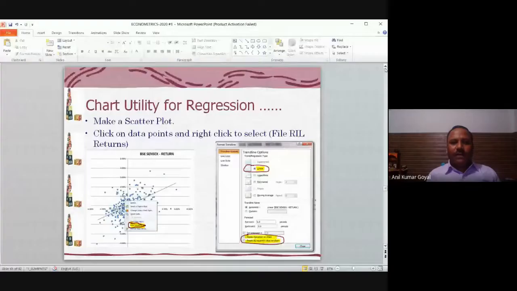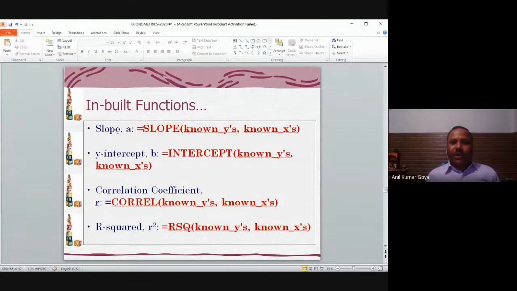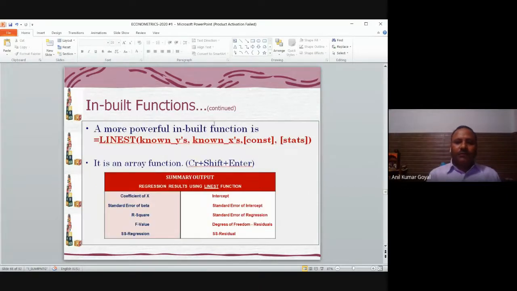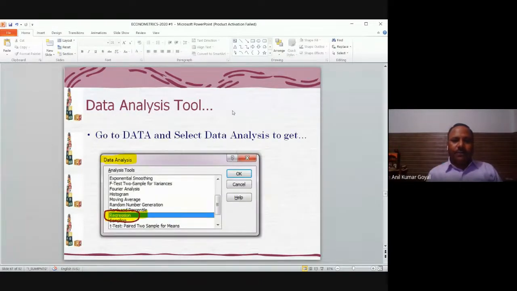So I have calculated this linear function. The slope function we can use to calculate the slope. Intercept we can also calculate separately. Correlation we also calculated. R square we can also calculate. But for all the values, I have one function that is known as the LINEST function. It is an array function, so it will work by pressing Control, Shift and Enter simultaneously. It gives me the summary: coefficient of x, standard error of beta, R square, F value, sum of squares regression, intercept, standard error of intercept, standard error of regression, degrees of freedom, and sum of squares of residuals. 10 values it will give. So I can use this function also.